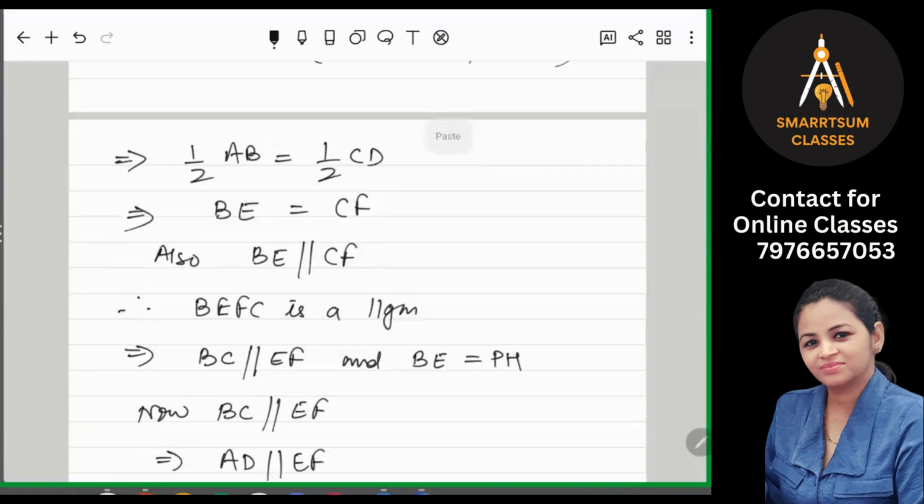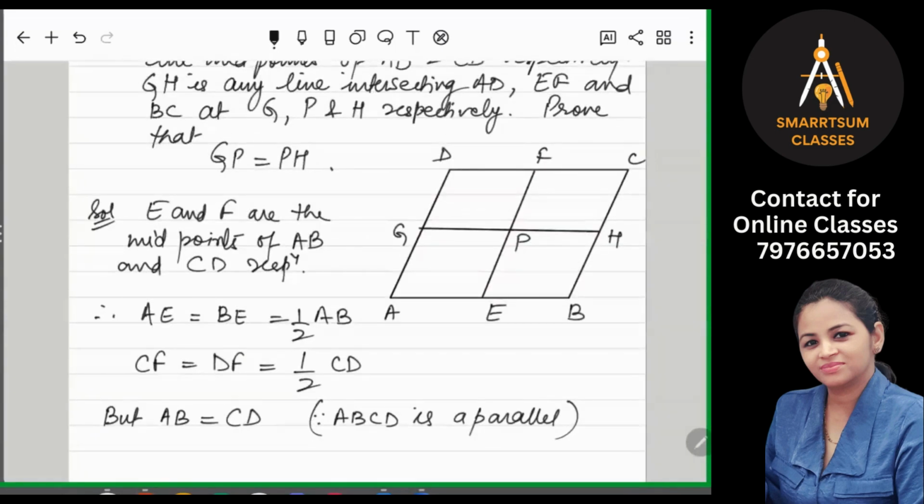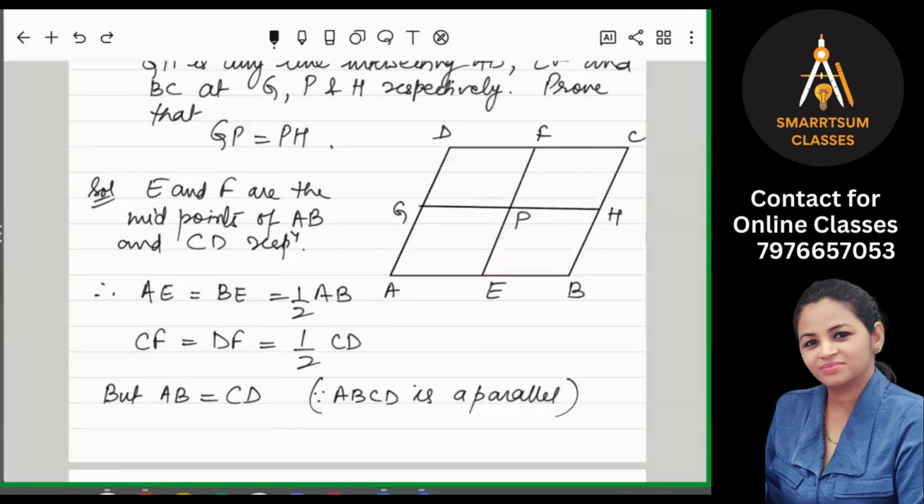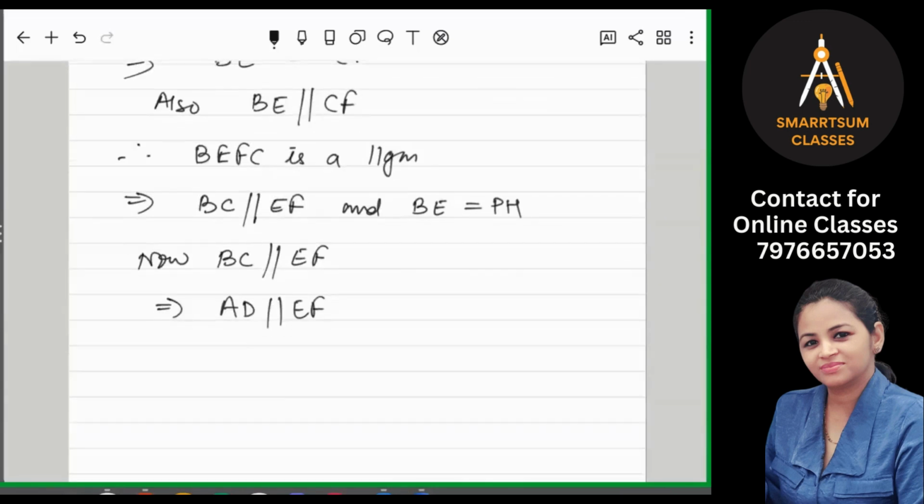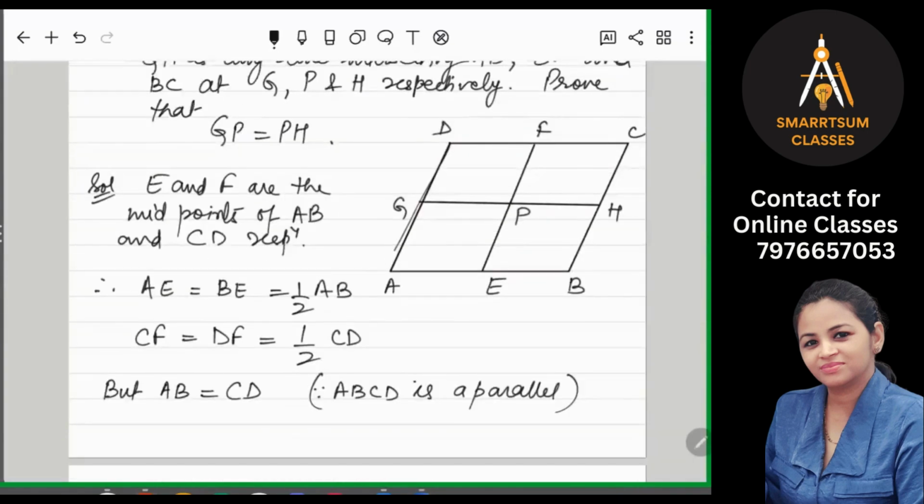Now look at the figure. Since BC is parallel to EF, that means AD, this one, will also be parallel to EF. Getting it? Okay. Because that part is also a parallelogram. Is that clear? So can we say that the bigger one is also a parallelogram? So can we say that AEFD is a parallelogram? Okay. That means AEFD is also a parallelogram. This one is also a parallelogram.